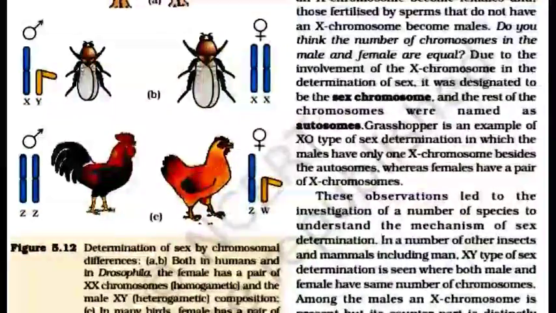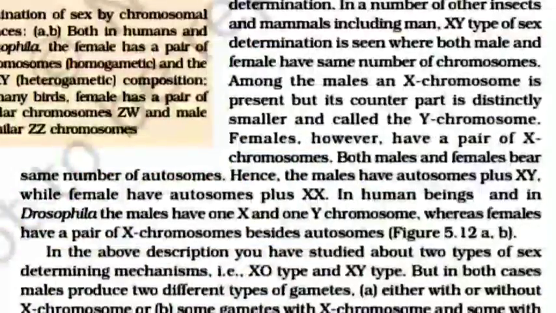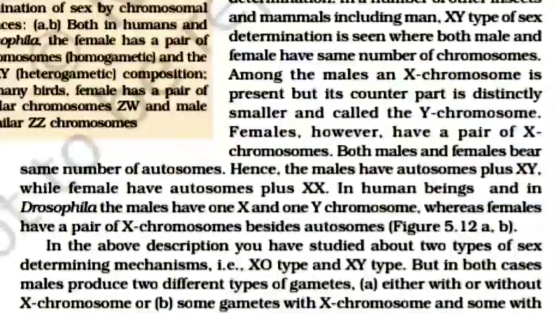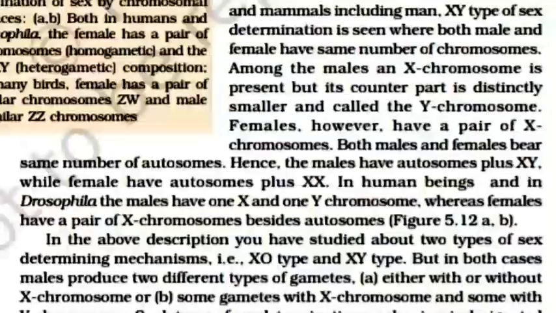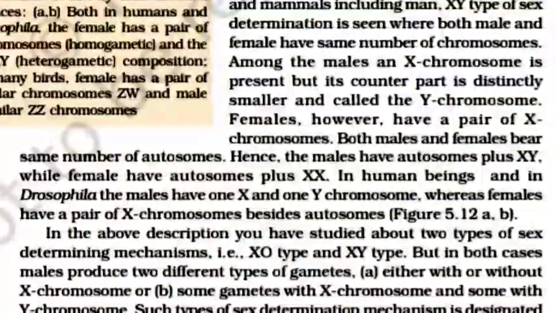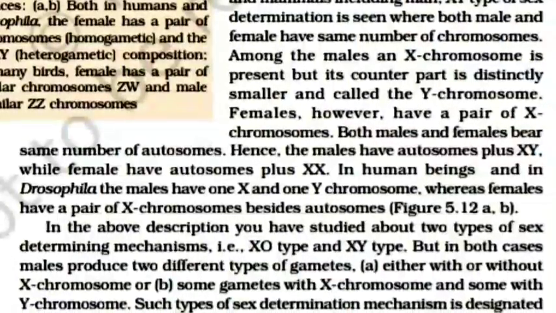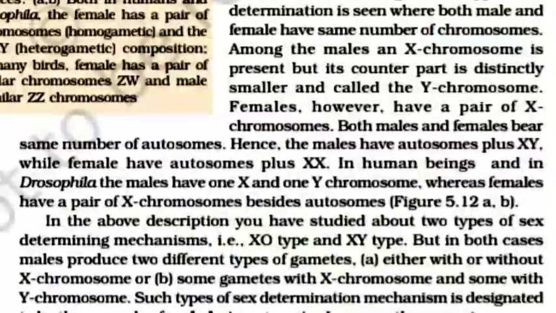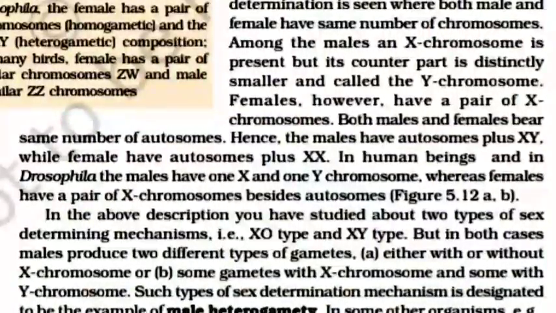XY type of sex determination is seen where both male and female have the same number of chromosomes. Among the males, an X chromosome is present, but its counterpart is distinctly smaller and called the Y chromosome. Females, however, have a pair of X chromosomes. Both male and female bear the same number of autosomes. Hence, the male has autosomes plus XY, while the female has autosomes plus XX.